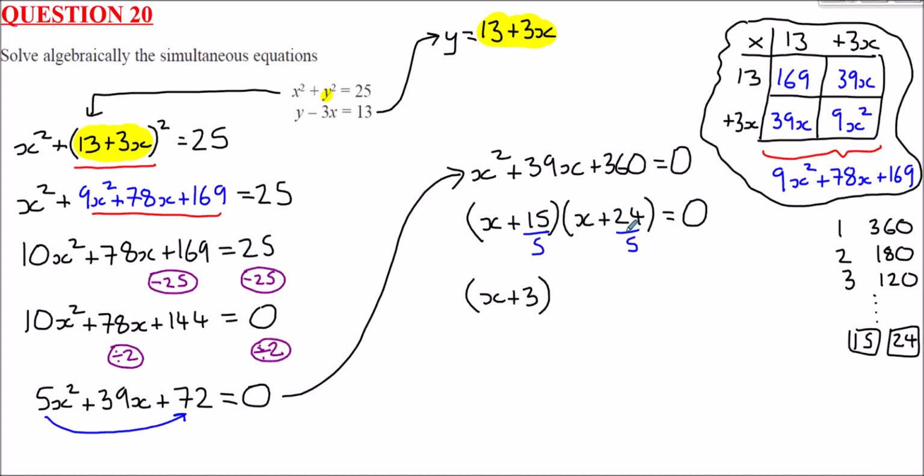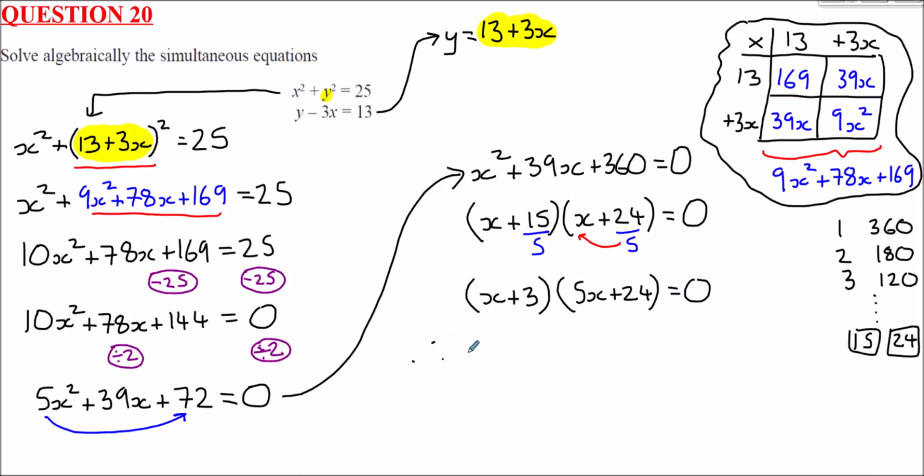24 over 5, does that simplify? It doesn't. If you've got a situation where it doesn't simplify and you still have a denominator, which isn't just 1, you shove the denominator back next to the x. So then I have 5x plus 24. Therefore, we can now see the two solutions of x, which would work. Either this bracket or that bracket is equal to 0, because one bracket times another gives us 0.